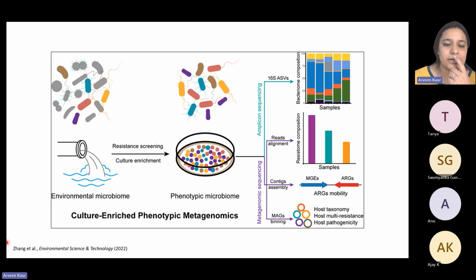If we look at this particular paper by Zhang et al., what they have done in metagenomic analysis is that they have basically taken the environmental microbiome, right, from maybe a river. And then they have grown it on a culture plate and they have basically screened for resistance.